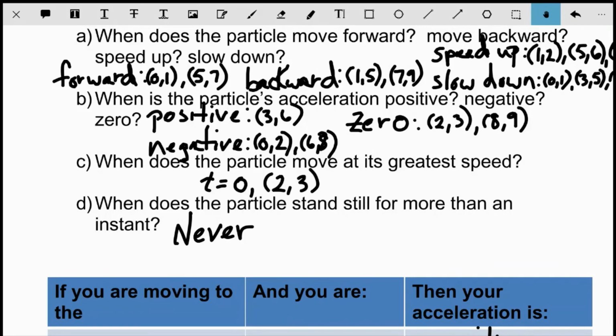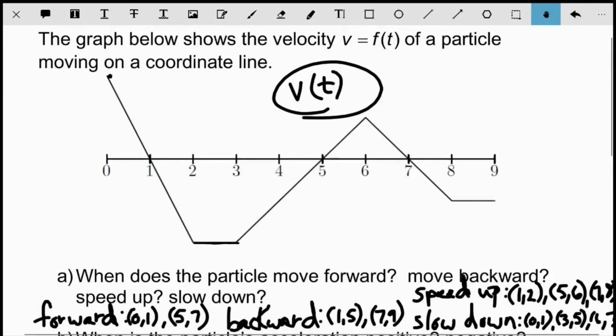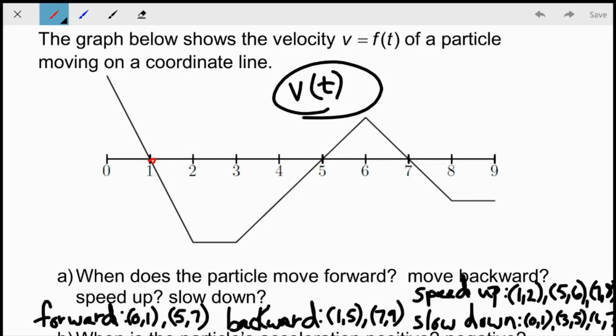And then D says, when does the particle stand still for more than an instant? If I'm going to stand still for more than an instant, that means my velocity needs to be 0 for more than an instant. I have 3 points in time where the velocity is 0, here, here, and here, but it's only for that exact moment in time. So it's never going to be standing still for more than just an instant.